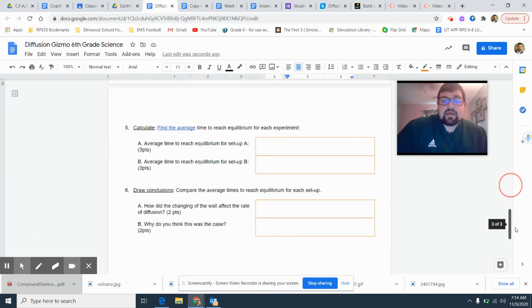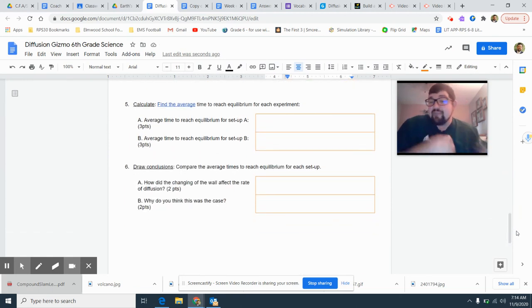And then for the last 2 questions, you're going to find the average. And then you're going to compare those two and talk about how changing the wall affected diffusion. So if you don't know how to find an average, there is a link here to a real short YouTube video that shows you how to find the average of numbers. If you're not quite sure how to do that, you can click there and watch that. We're going to find the average of set A and set B, and then we're going to compare our data, because that becomes our data.